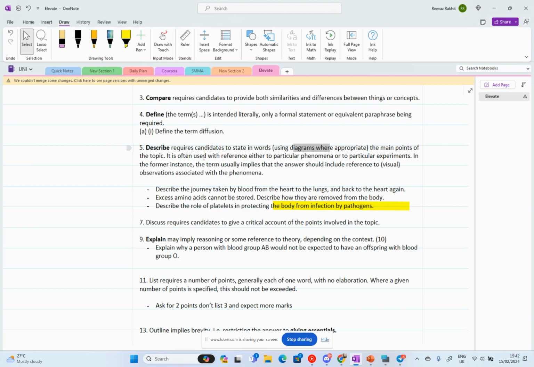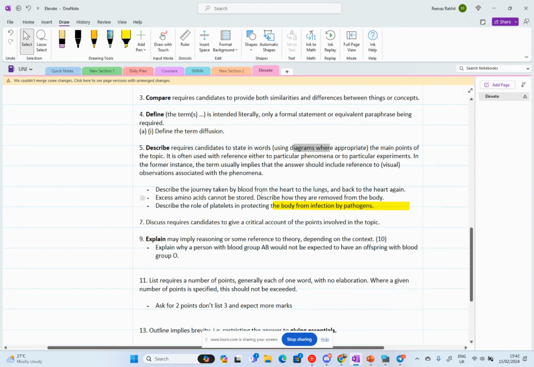Now, don't be so wowed by the word phenomena. It's very simple what it means. So let's read some example questions. Describe the journey taken by the blood from the heart to the lungs and back again to the heart. The phenomena in this case is the blood going from the heart to the lungs and back to the heart.